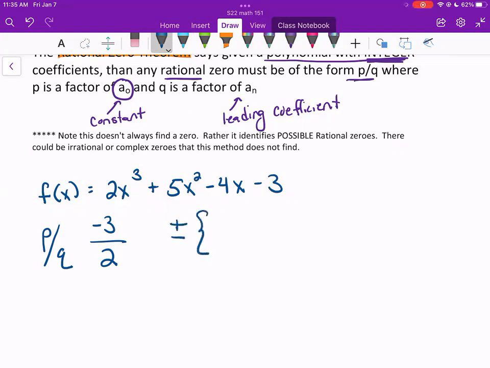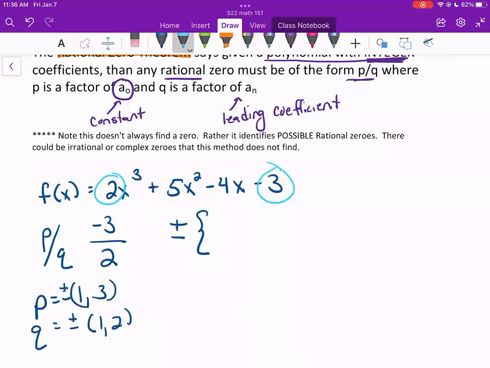I like to write it in the form plus or minus. The factors of p are 1 and 3, positive or negative, and the factors of q are positive or negative 1 and 2. Again, we're factoring this term and this term. So we can then list those as 1 over 1, which is just 1, 1 over 2, 3 over 1, which is just 3, or 3 over 2. Notice this gives us 2, 4, 6, 8 possible zeros now.